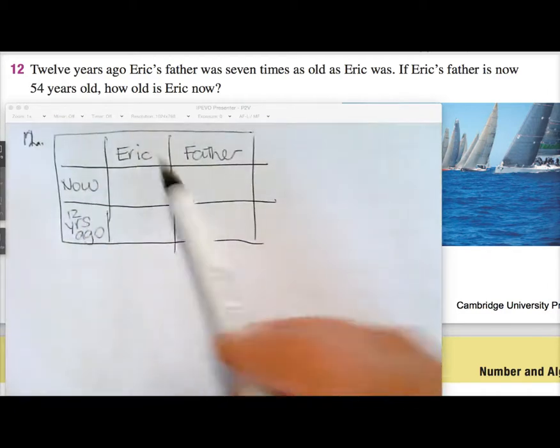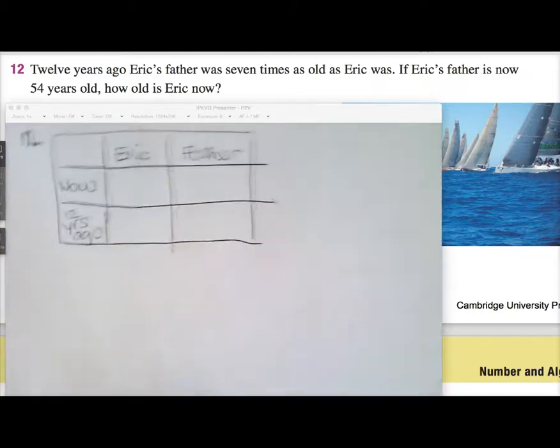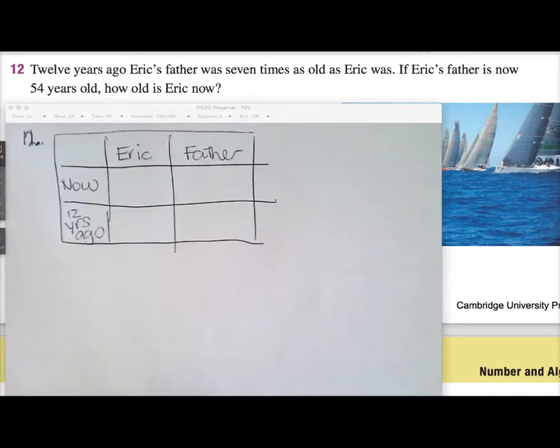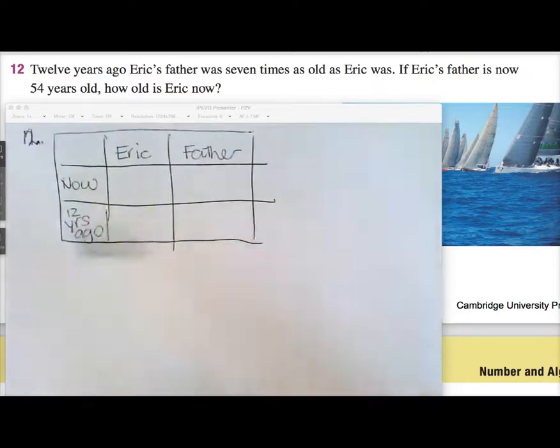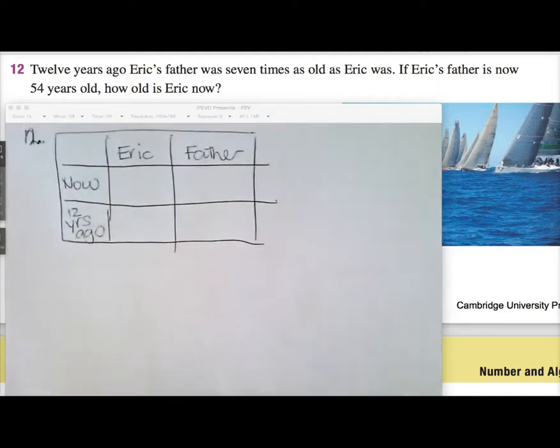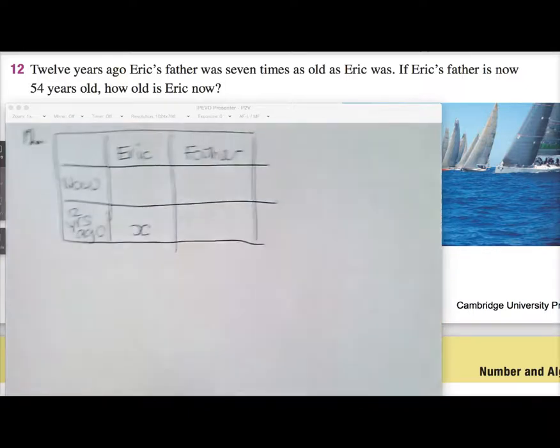12 years ago, now, Eric, father. You've got to decide what to make X, and from there, everything's really easy to do. 12 years ago, Eric's father was 7 times as old as Eric was. You don't have to let X be Eric's age now. It can be his age 12 years ago. It doesn't matter. Put X for Eric 12 years ago. It's just much easier here.